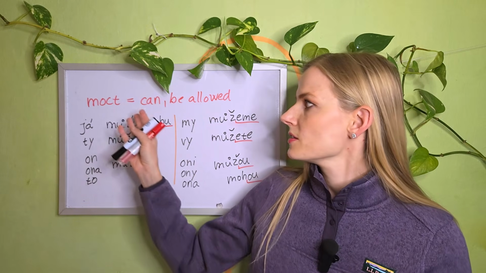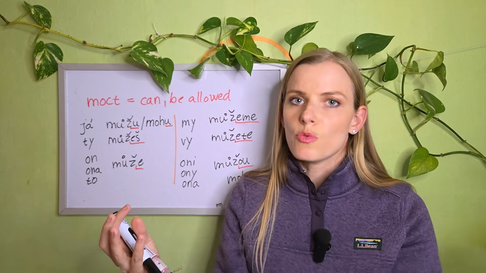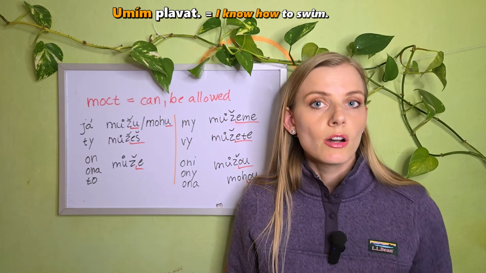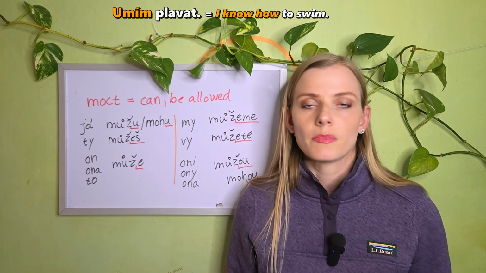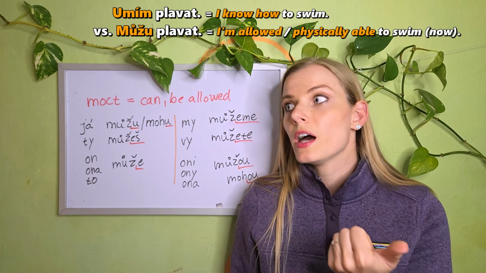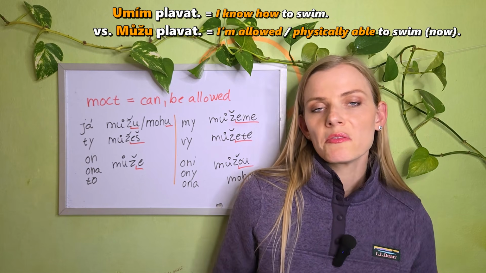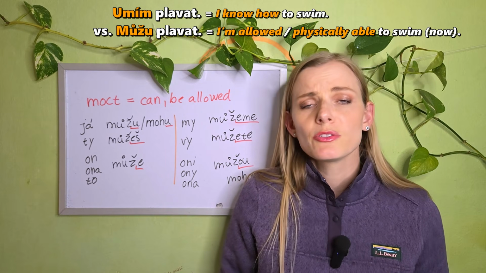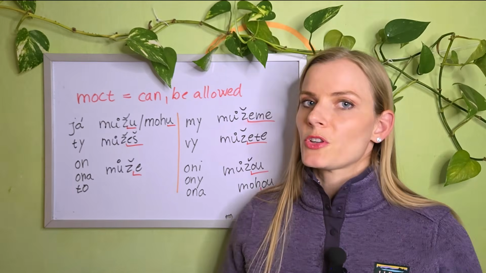And remember the difference between můžu and umím. For example, if you say, umím plavat, I know how to swim, I learned it, I can swim. But if you say můžu plavat, it means either I'm allowed or today I'm physically able to. Maybe yesterday I was a little ill still, but today I'm fine. Můžu plavat.